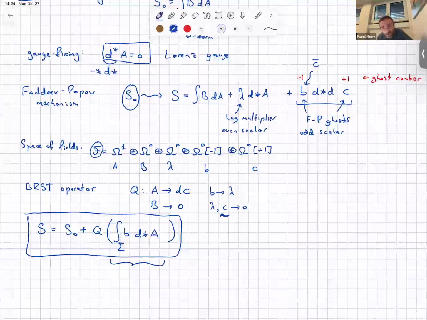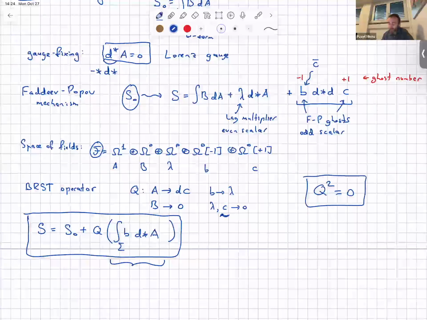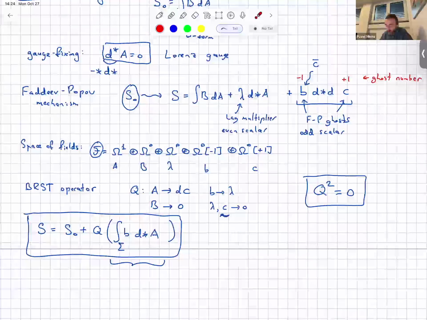Please, there's a question. Yeah, so Q is nilpotent, right? Q squared is 0? Yes, absolutely, Q squares to 0. We can see it here, for instance: A goes to dC and then I apply Q again, C goes to 0, so dC also goes to 0. So if I apply Q twice to A, I get 0. Or if I apply Q twice to B, B goes to lambda and lambda goes to 0. So Q squares to 0. In this example, very easy to see.